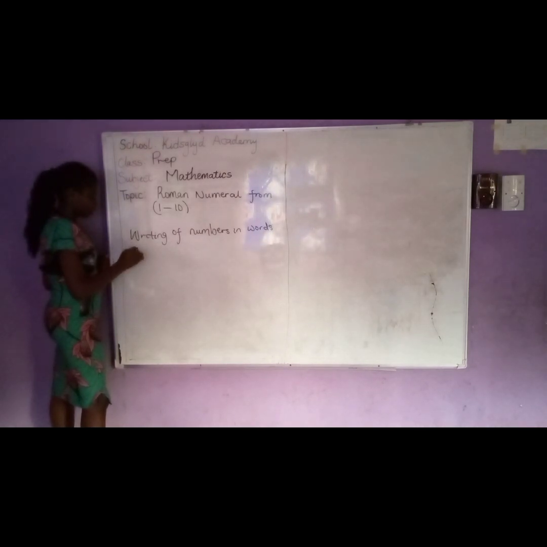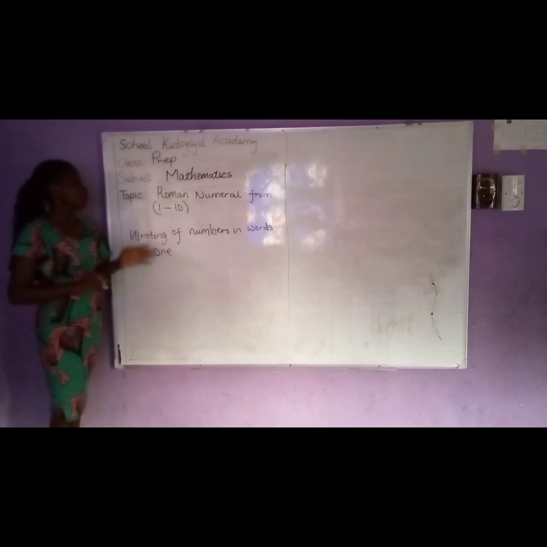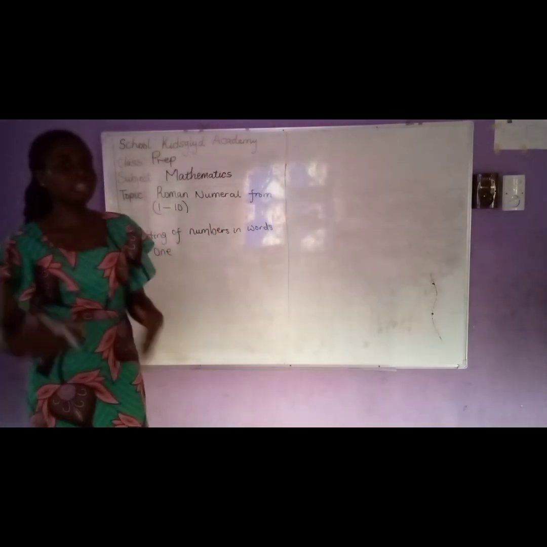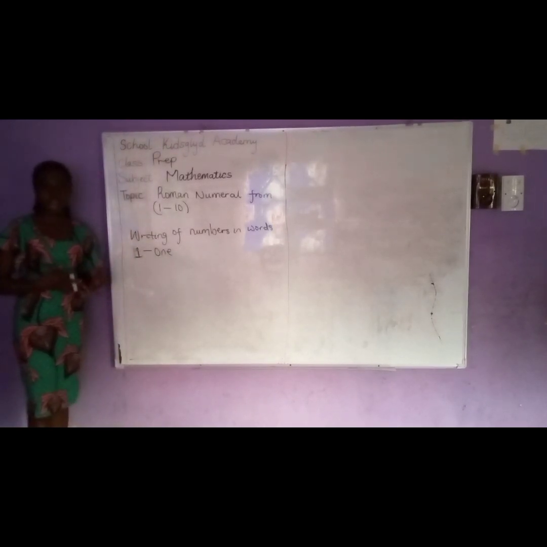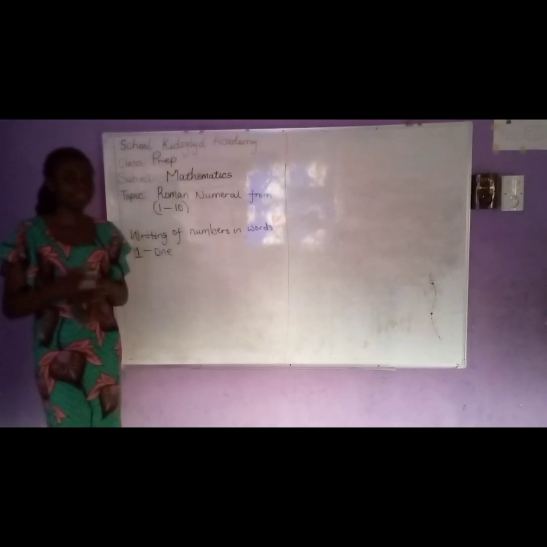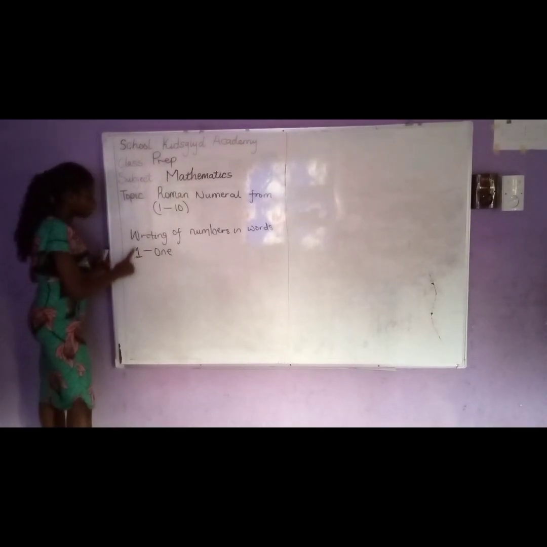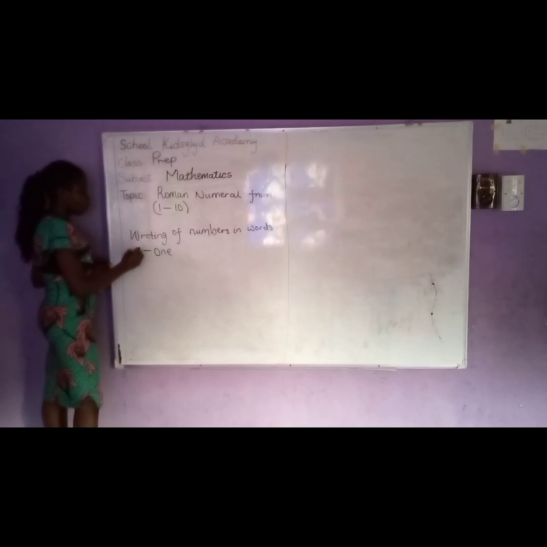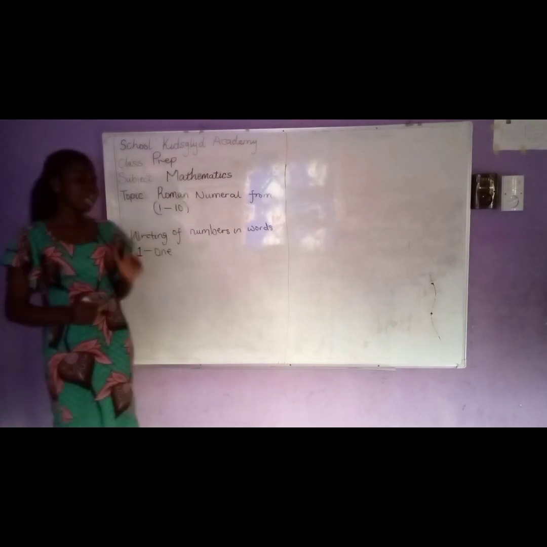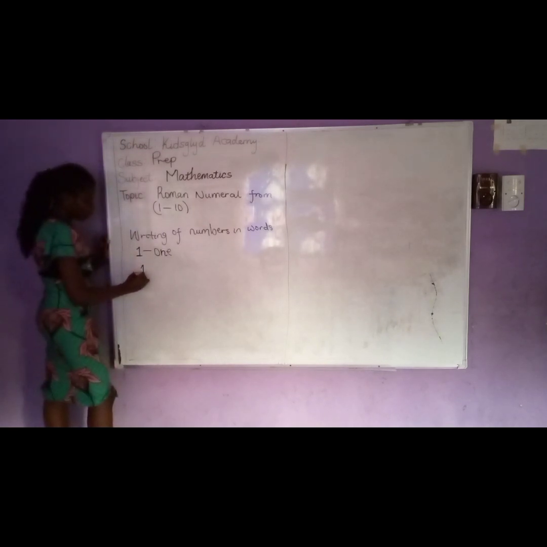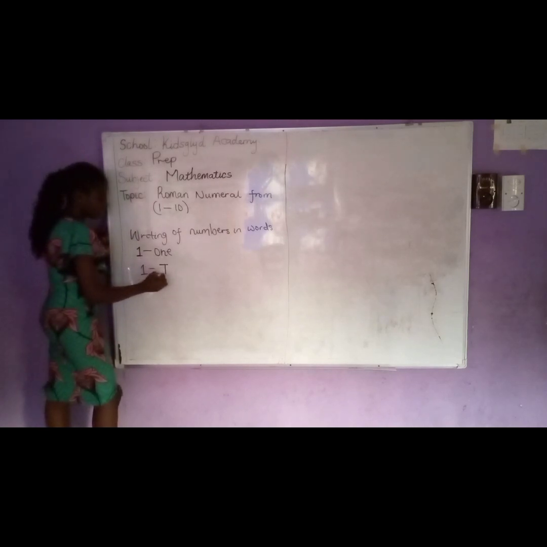Now we have one. Now how do we spell one? O-N-E, one. Now, in Roman, we're writing our numbers in the Roman way. Roman is another country entirely. Just like we have Nigeria, we have Britain, we have UK, we have Ghana. It's another country entirely. So the Romans have their own way of writing numbers. And this is our own way, the English way of writing our number one. O-N-E, one.